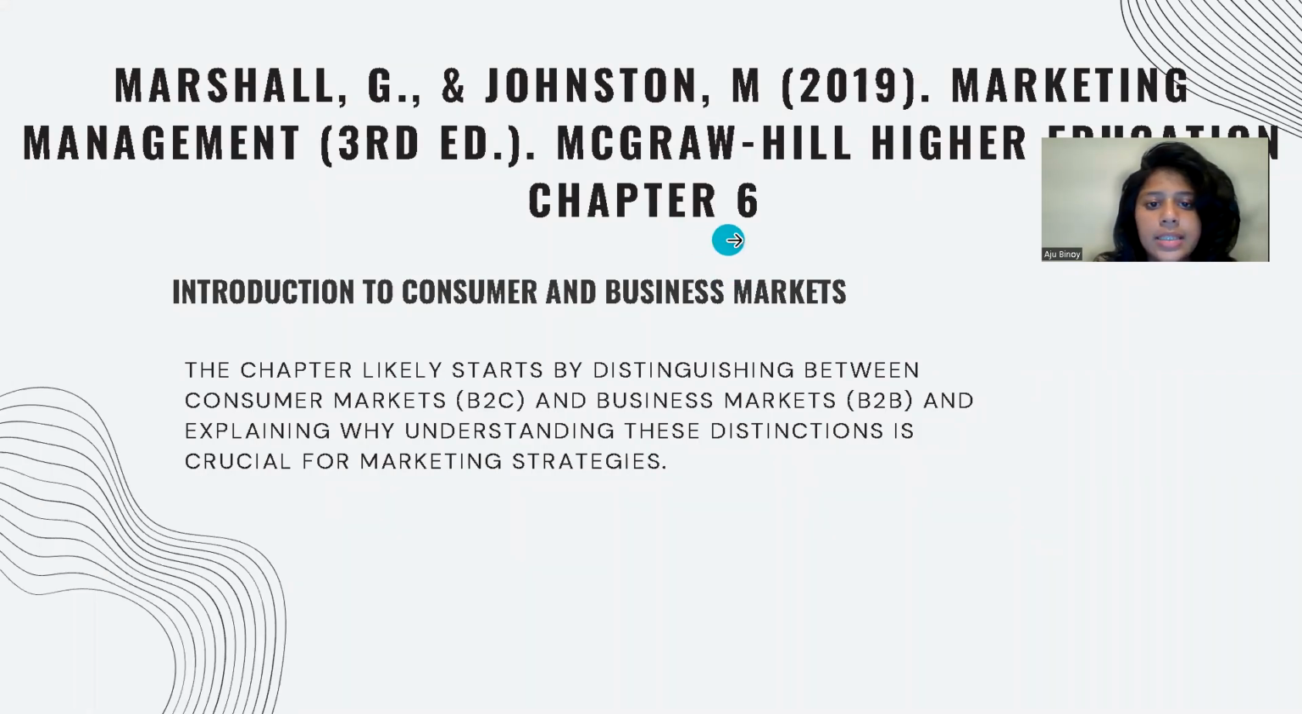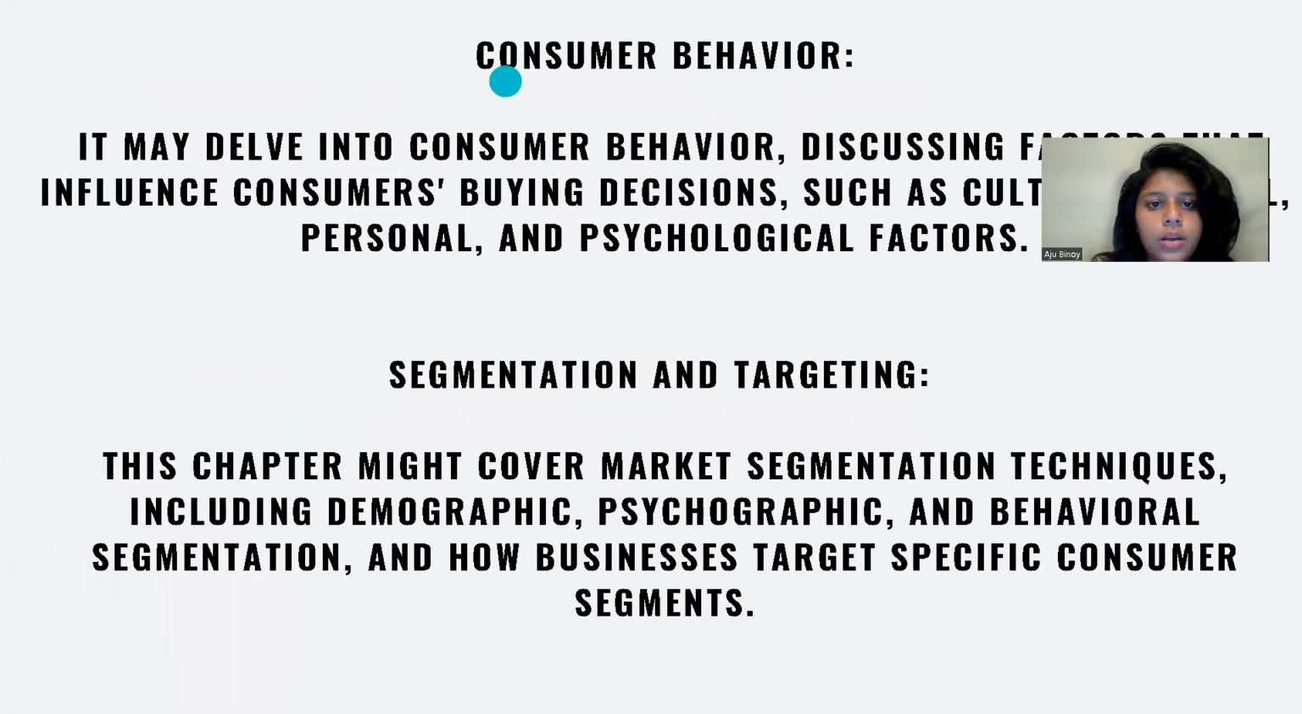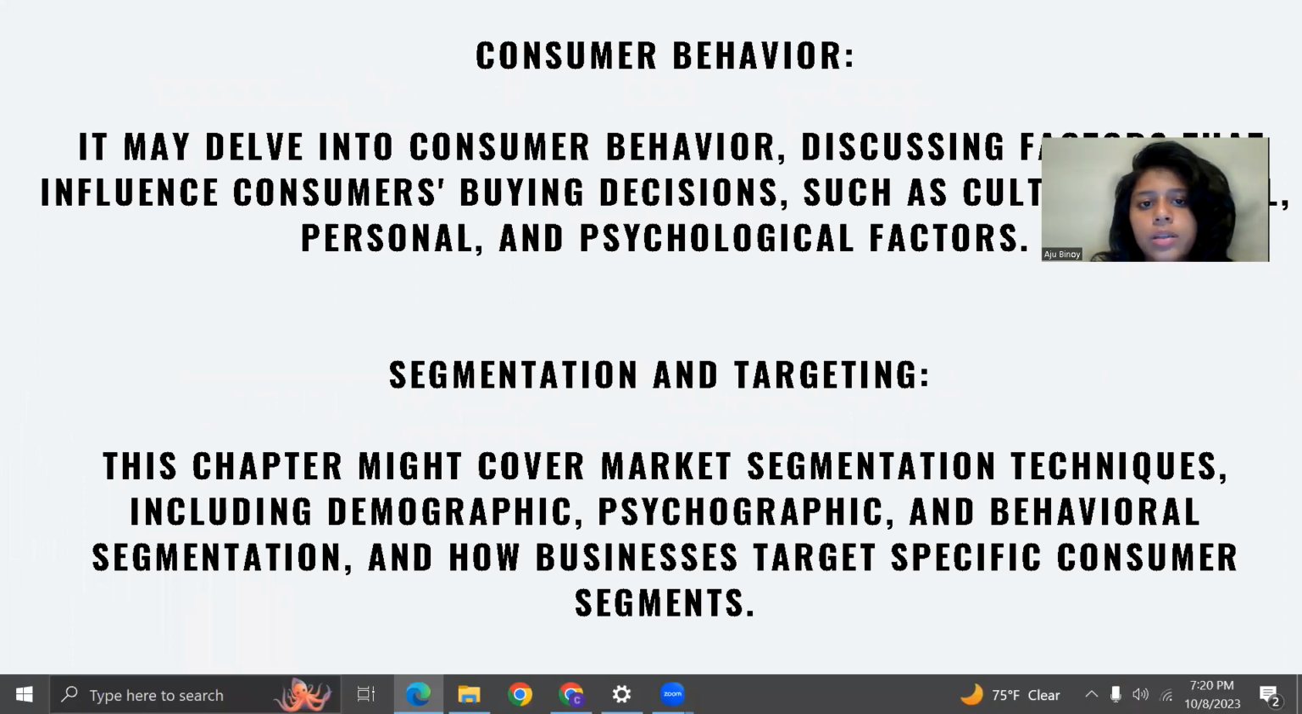So the first slide provides an introduction to chapter 6, introduction to the consumer and the business markets. The chapter overview is all about distinguishing between the consumer markets, B2C, and the business markets, B2B, and explaining why understanding these distinctions is crucial for marketing strategy. So that's the whole overview of the chapter. And I just pointed out the main topics discussed in chapter 6.